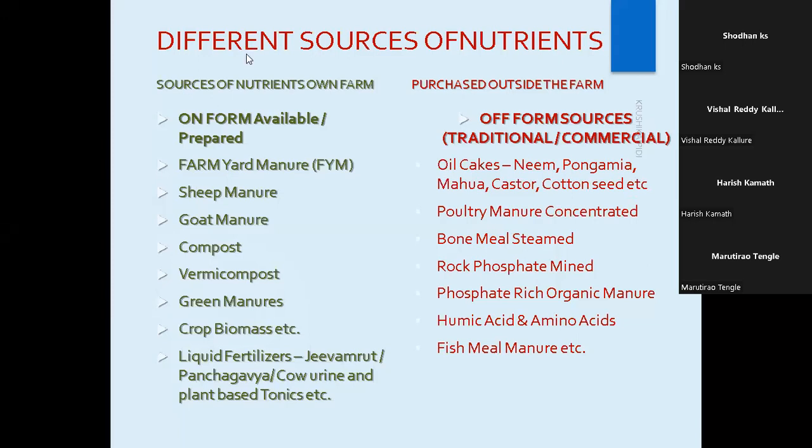So as I was telling, there are different sources of nutrients, manures and fertilizers. We call it manure for some products, and fertilizers for some other products. The difference we will discuss, and also what are the on-farm sources of nutrients, and which are the off-farm sources, which we cannot produce on the farm because we need a higher level of skill to produce these products.